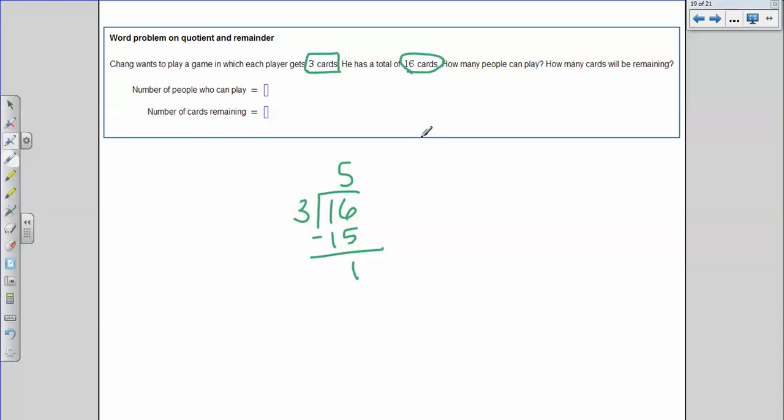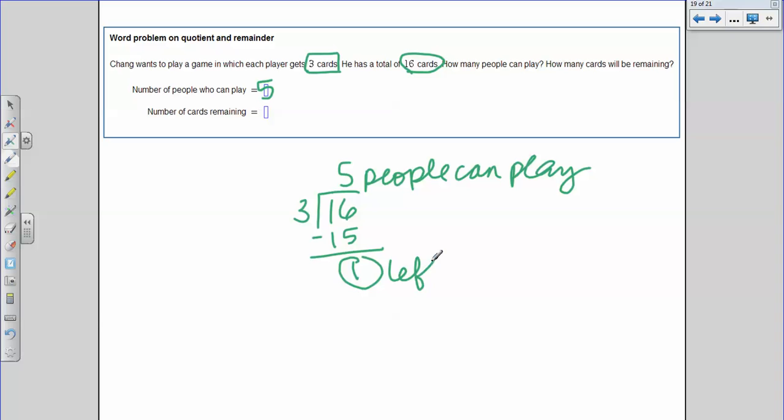So, how many people can play? 5 people can play. So I'm going to type in 5. Number of cards remaining. How many cards do I have left over? And that's going to be cards left over. So I'm going to have 1 card left over.